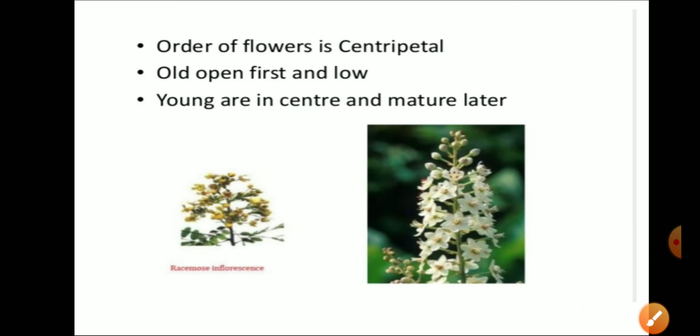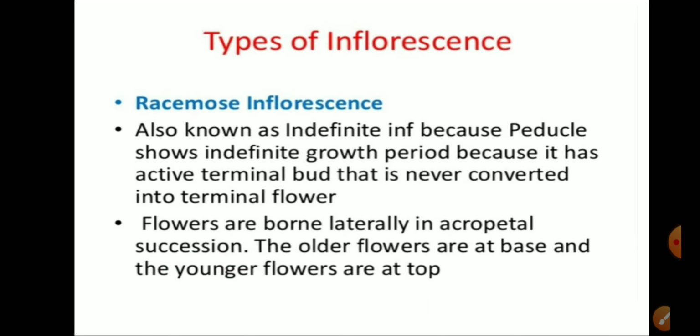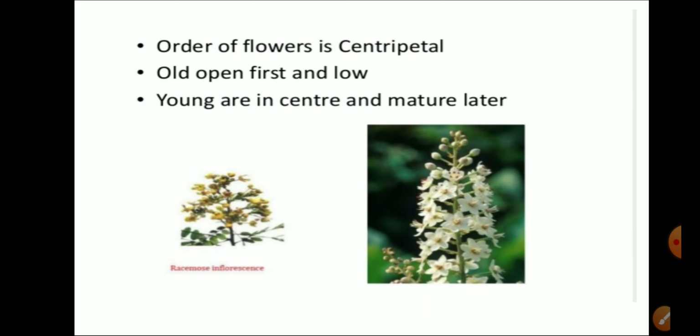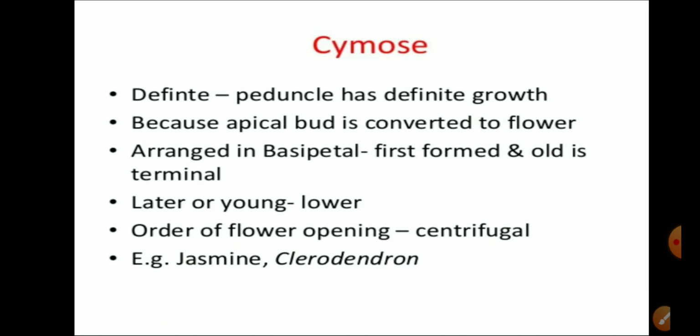So in racemose, as shown here, the order is termed centripetal, where the oldest flowers are at the base and the younger flowers are at the top or in the center. They mature later on.